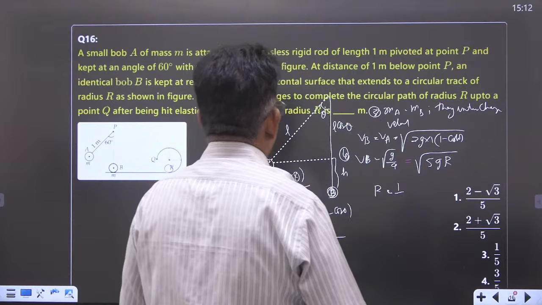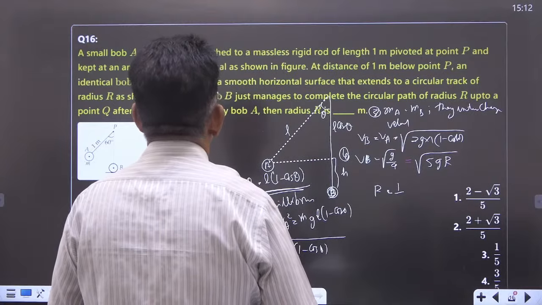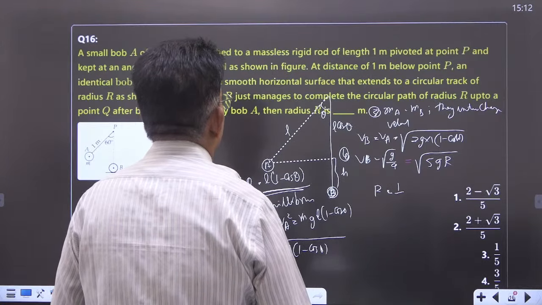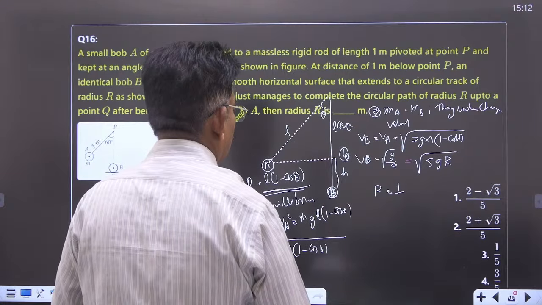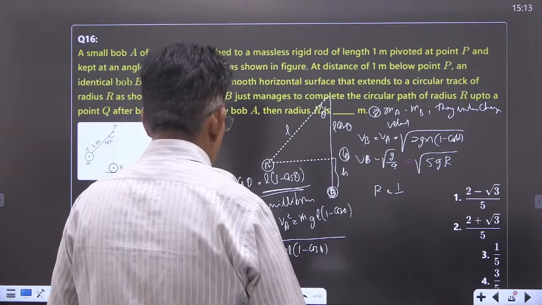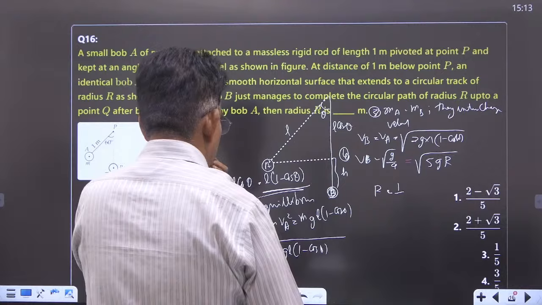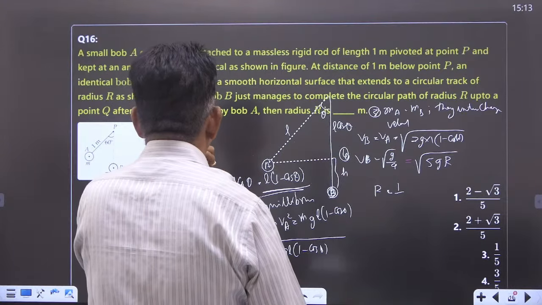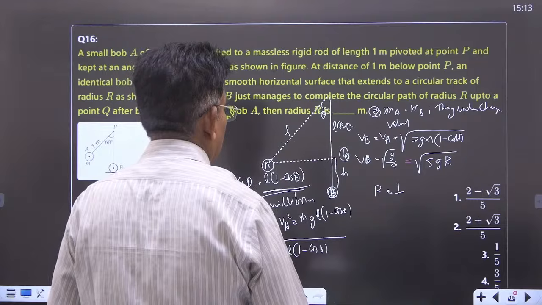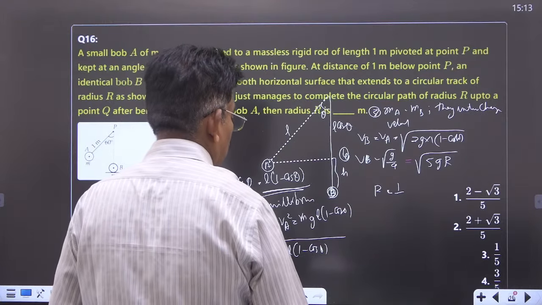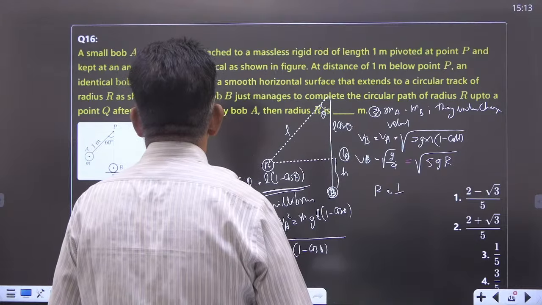So some mistake came in that. Okay, so this will be... now some mistakes will come. Root of 2GL. Half m V a square is equal to, yes, 1 minus cos theta, root of G by L, the root of 5GR. And we have to calculate what? Radius R is equal to 1 by 20. It's 1 by 5 coming. Any mistake?